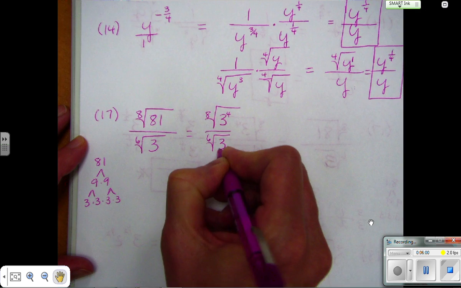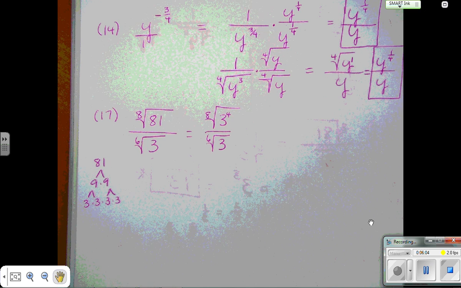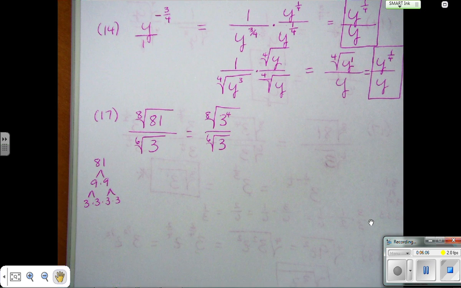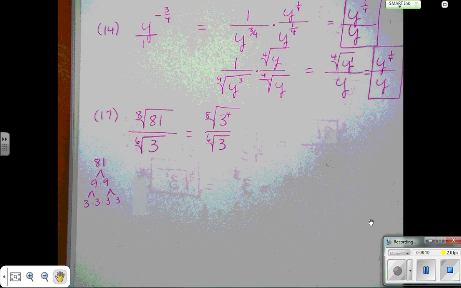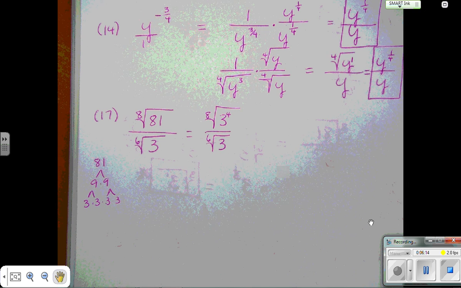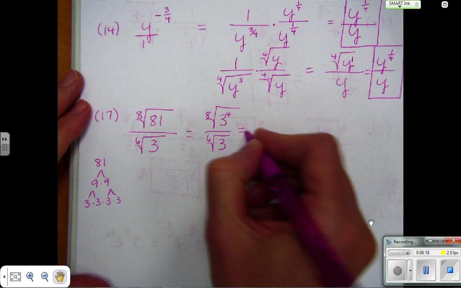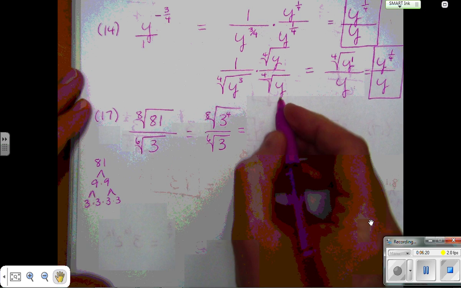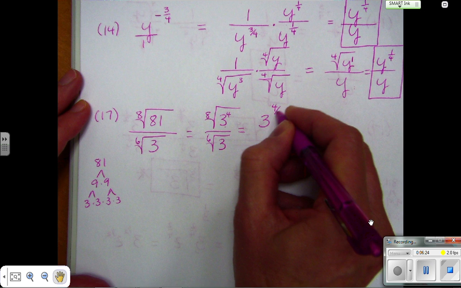Okay, so my next step, now I can't really work this problem leaving it in radical form. I need to change it to rational form for my exponents in order to do anything to manipulate this at all. So what I'm going to do is write them both with rational exponents. So the numerator is going to be 3 to the 4 over 8. The denominator is 3 to the 1 over 6.